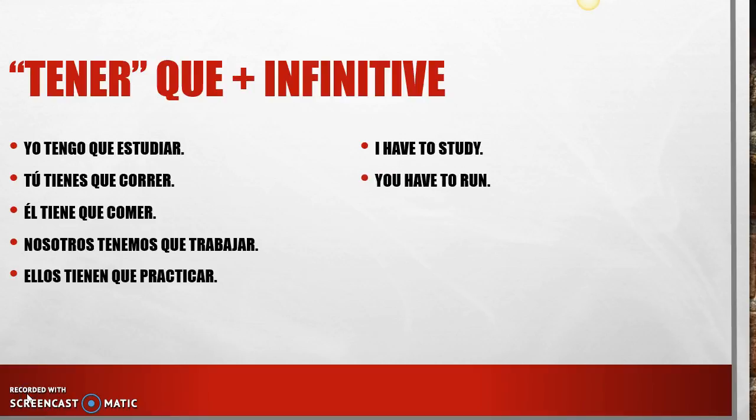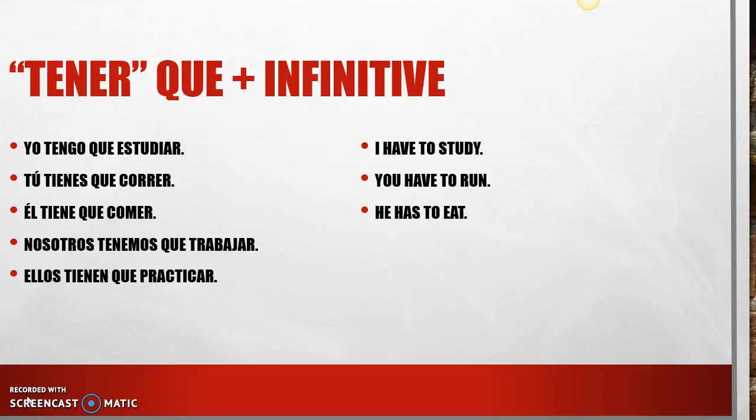Tú tienes que correr. Since our subject is tú, we conjugated tener in the tú form. We added que after our conjugated form of tener. Tú tienes que. We finished by adding our infinitive, or what it is that someone has to do. Tú tienes que correr is you have to run.